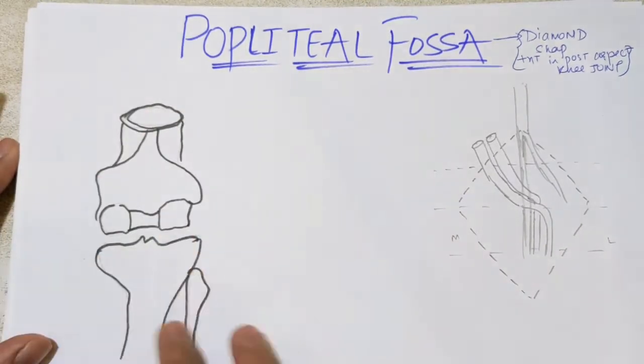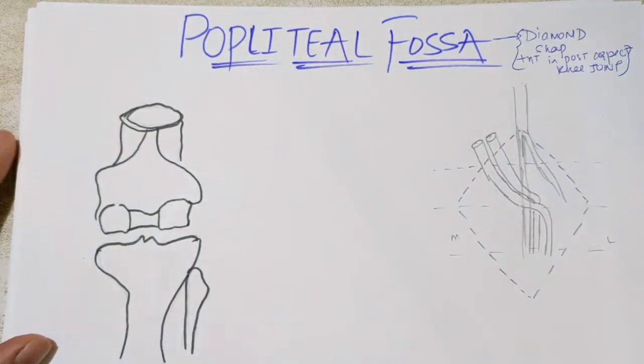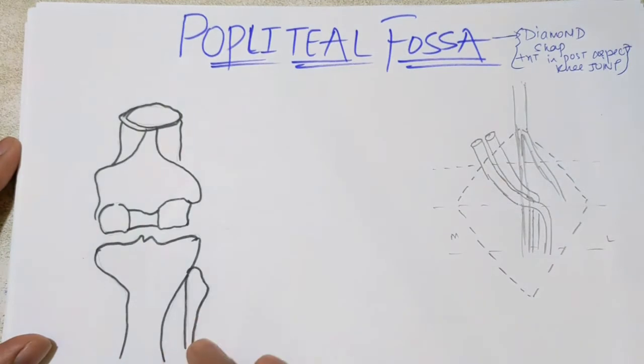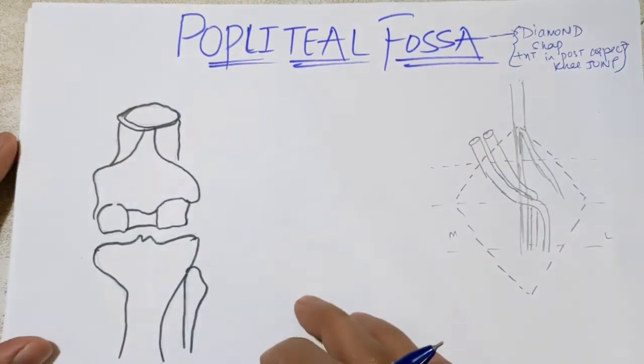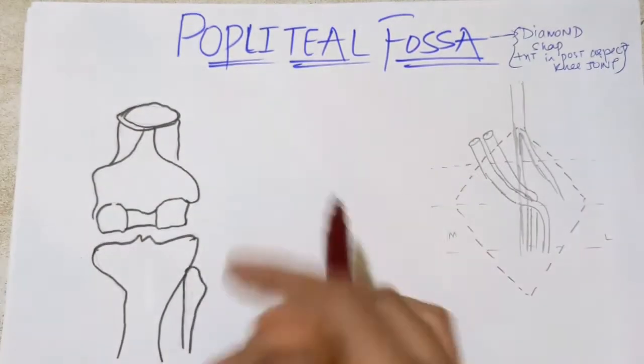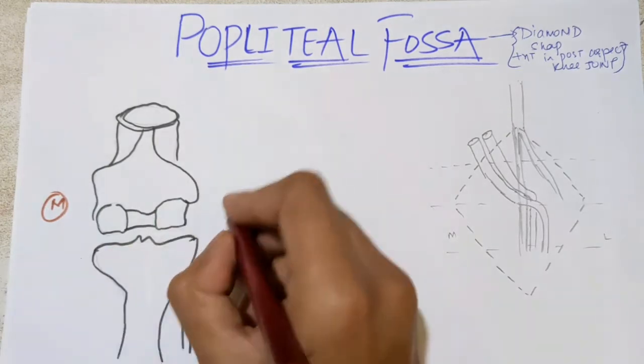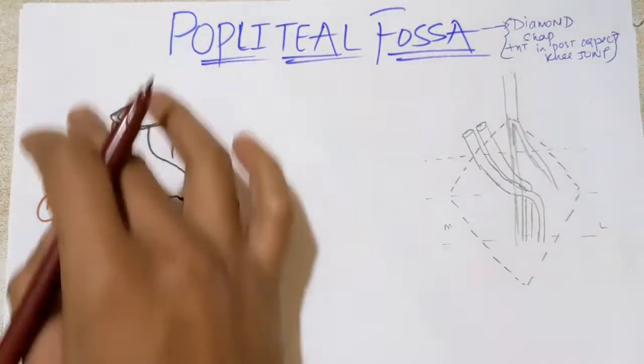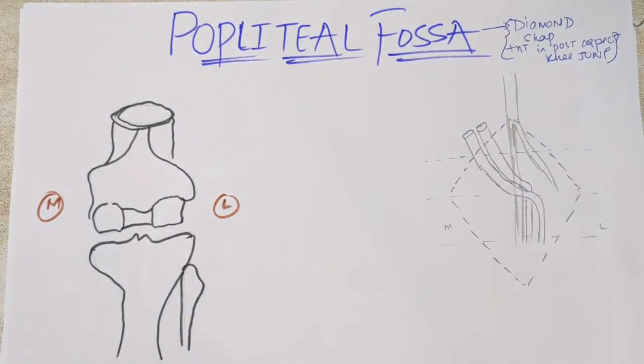This is the posterior aspect of your knee joint. This one is your femur, this is the tibia, and this is the fibula. You can understand by this diagram. I will be telling the topography. First of all, the boundary: by what muscles this popliteal fossa is formed. This side is your medial side, and this side is your lateral side, and this is a posterior view of your knee joint, because the fossa is present on the posterior side.